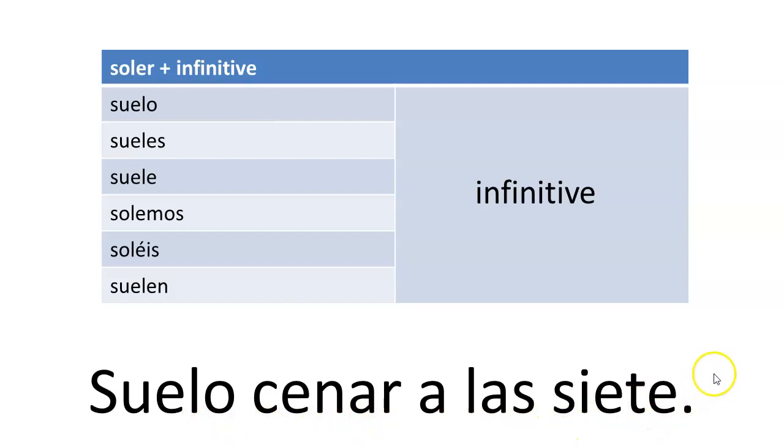So whenever you talk about things that you usually do, you can use soler with an infinitive. So for example, I usually study in the evening. Suelo estudiar por la noche. I usually work in the afternoon. Suelo trabajar por la tarde. I usually read the newspaper. Suelo leer el periódico. I usually watch TV. Suelo mirar la televisión, and so forth and so on.